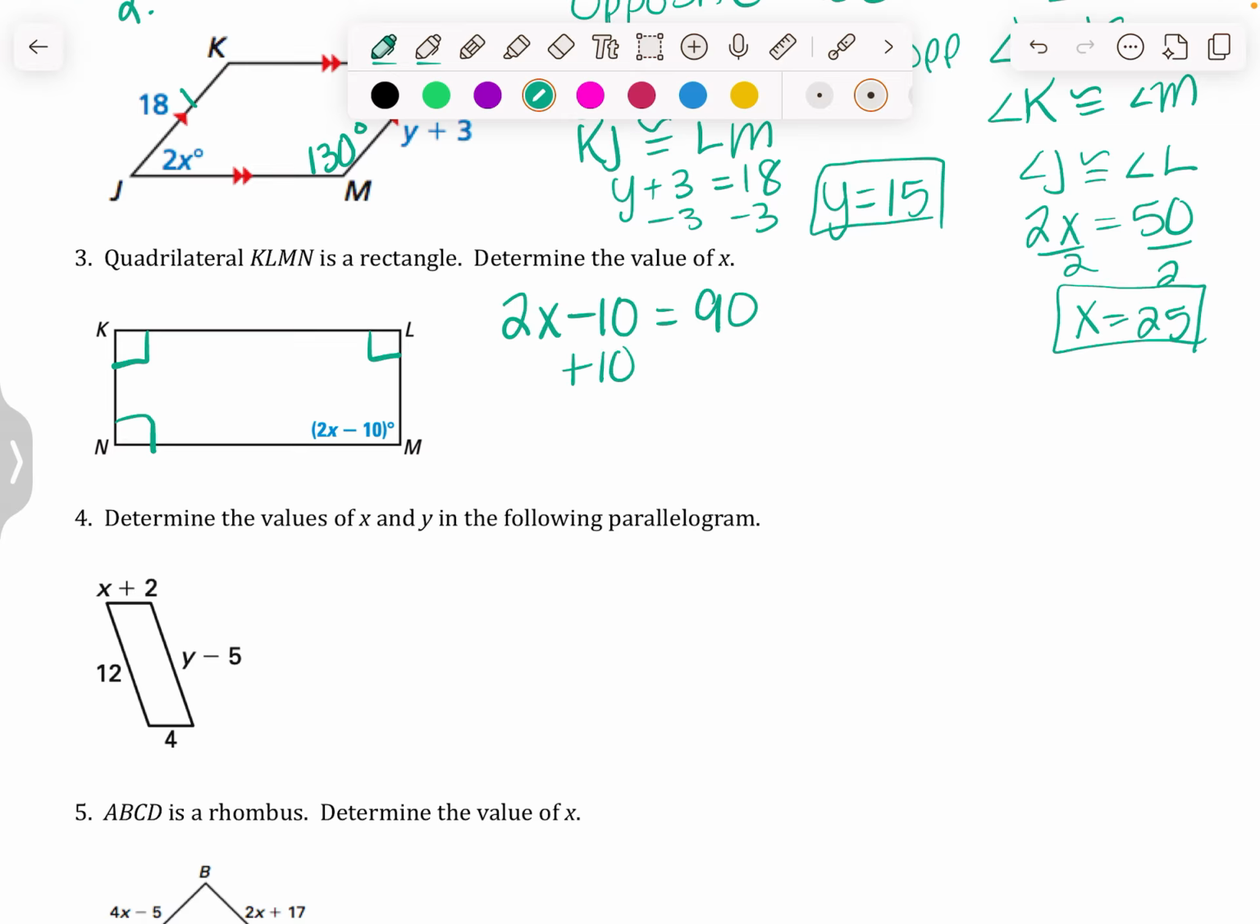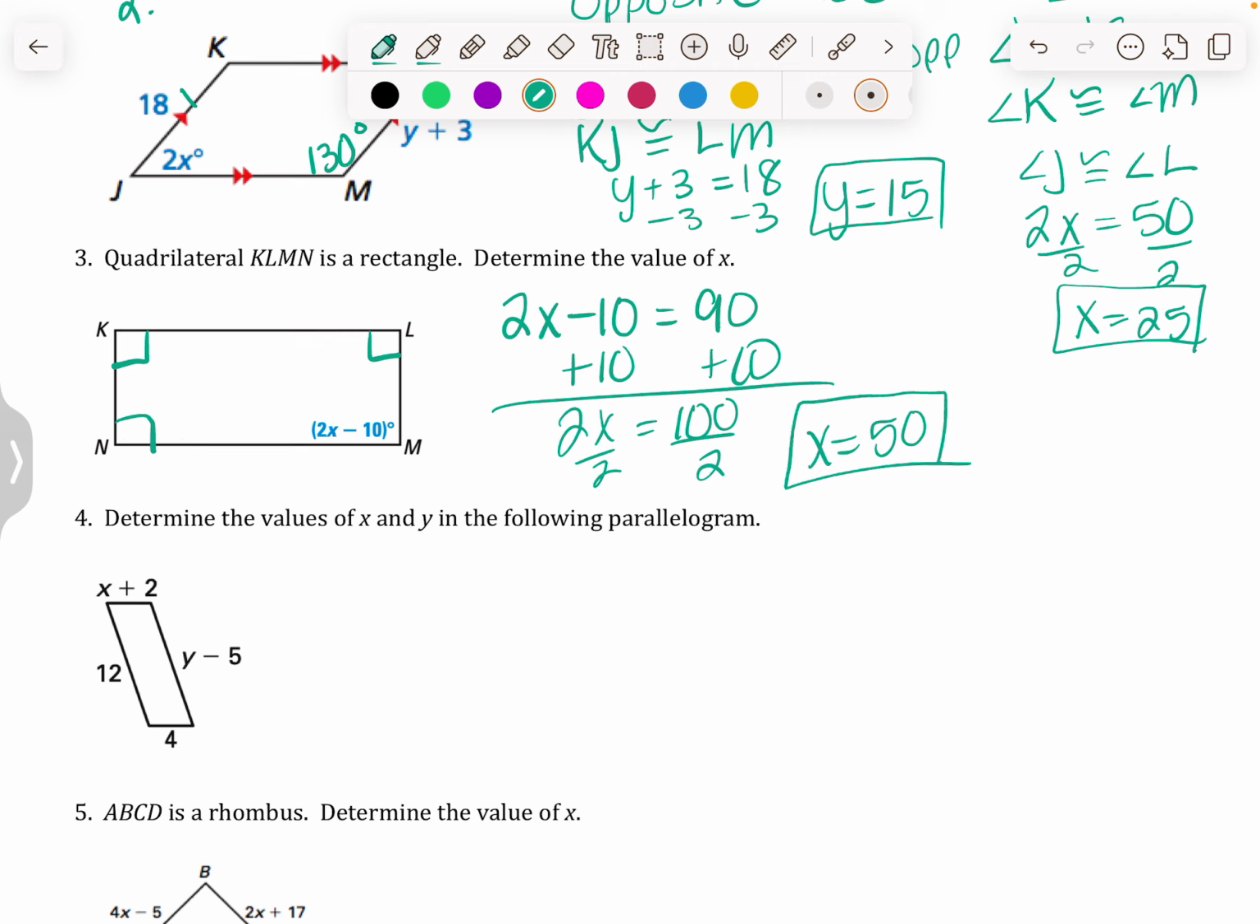So we add 10, we're going to get 2x is equal to 100, divide by 2, x is going to be equal to 50. X is equal to 50, when we plug it back in, the angle is equal to 90 degrees.